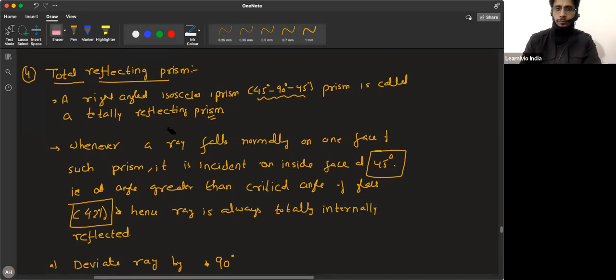Sir, the image gets inverted? The image is not exactly inverted. It's just deviated by 90 degrees. Like if you look at this pen through that type of prism, then its image will look like this, tilted by 90 degrees. So if it deviates by 180, then it will be. Okay, sir.